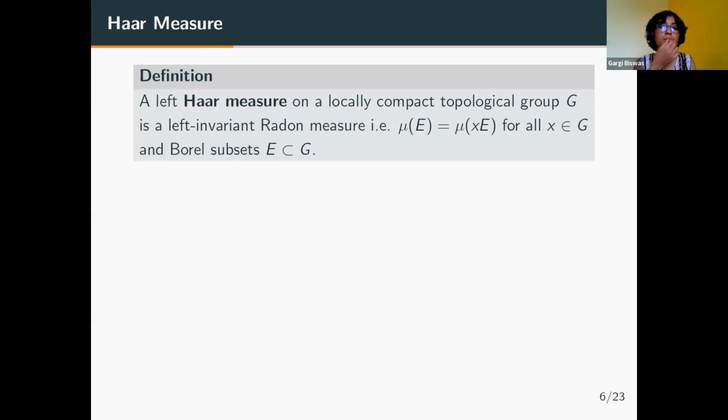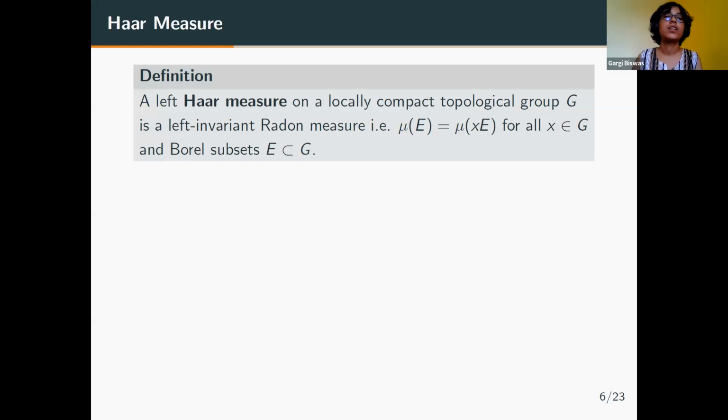Okay, then comes Haar measure. In some sense, we want to do some calculus on groups. For doing calculus, we need some measure because we want to do integration and all of that. So Haar measure is something of that sort. A left Haar measure on a locally compact group G is a left invariant Radon measure. If you don't remember what a Radon measure is, then no need to worry. We won't use it anywhere in this talk. The important thing is the left invariance of Haar measure.